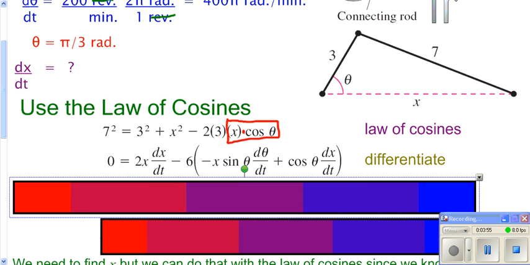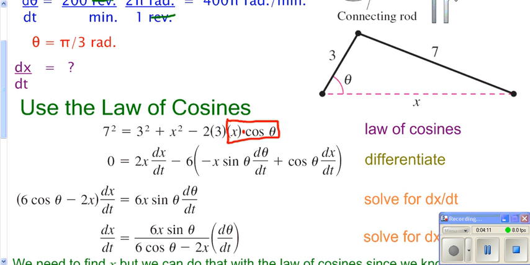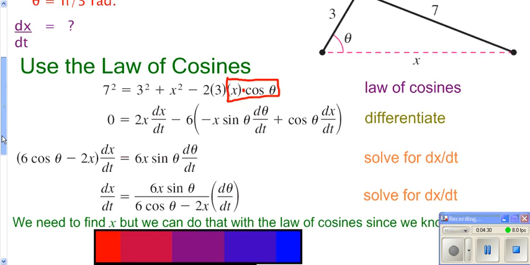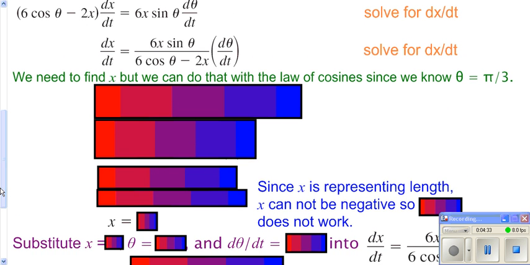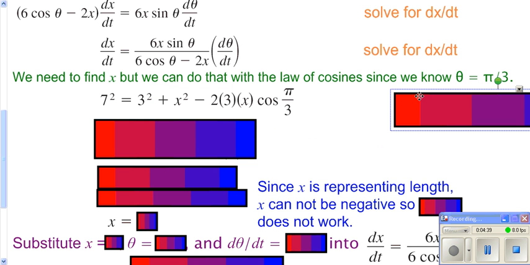So at this point, we're going to go ahead and simplify it a little bit. We're trying to find dx/dt, so we're going to just get dx/dt by itself. Once we get dx/dt by itself, then all we have to do is plug in our given information. We know your angle, we know your d theta/dt, but you don't know x yet. But we could go ahead and use the law of cosines to find x.